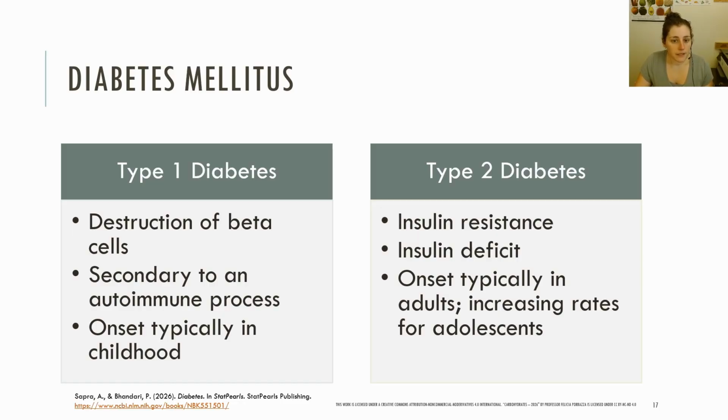hyperglycemia. Type 1 diabetes is characterized by the destruction of beta cells in the pancreas, typically secondary to an autoimmune process. The result is the absolute destruction of beta cells, and consequently, insulin is absent or extremely low. The onset of type 1 diabetes typically is in the childhood years. The peak onset occurs at ages 4 to 6 years old, and then again at 10 to 14. A majority will present with type 1 diabetes before 10.